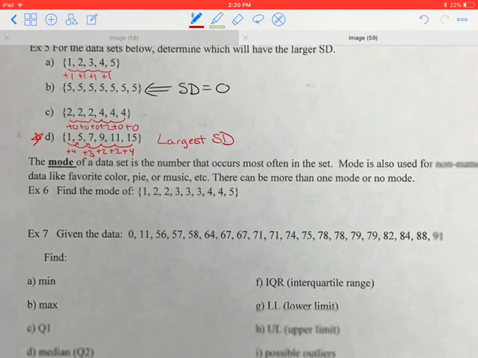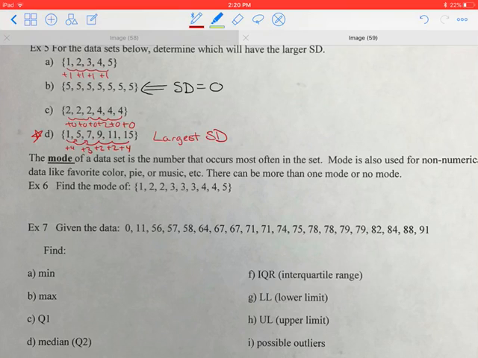All right, one other thing that you may have heard of before is mode. Mode is the number that occurs the most often in a data set. It's used a lot for non-numeric data, like favorite color, favorite type of music, things like that. There can be one mode or there can be no mode. You get no mode if every value occurs once. Now, if you have values that occur more than once, you pick the one that occurred the most often. If there's a tie, then you can have more than one mode, so that's a possibility.